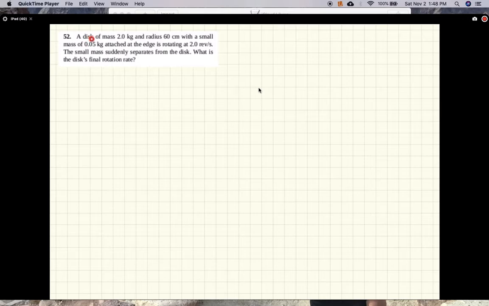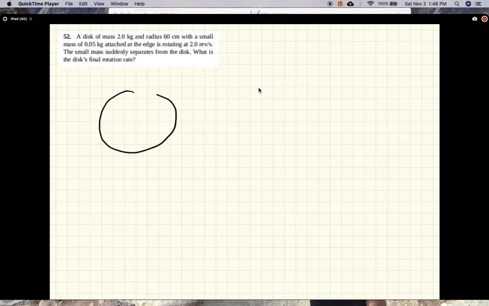Okay, this problem says a disk of mass 2 kg and radius 60 centimeters with a small mass of 0.05 kg attached at the edge is rotating at 2 revolutions per second. The small mass suddenly separates from the disk. What is the disk's final rotation rate?